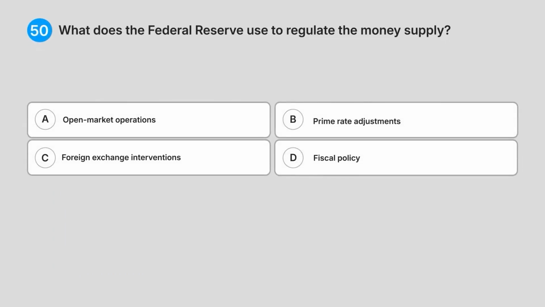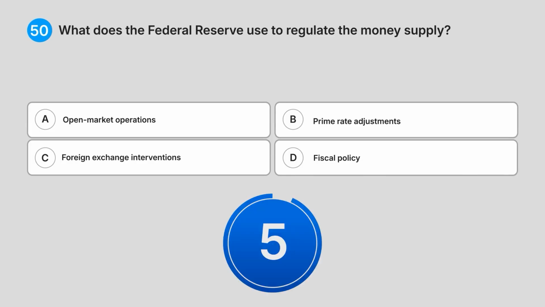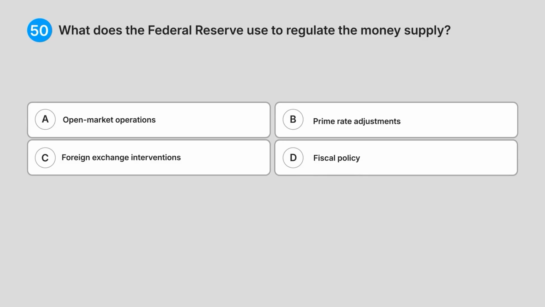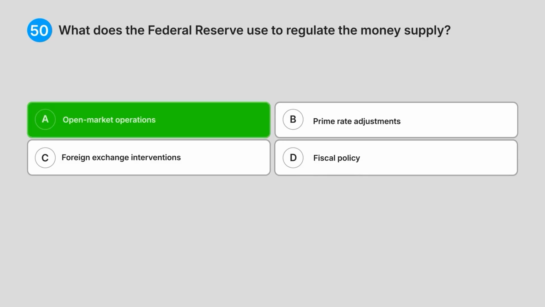50. What does the Federal Reserve use to regulate the money supply? A. Open market operations. B. Prime rate adjustments. C. Foreign exchange interventions. D. Fiscal policy. Can you guess the answer? Correct answer, A. Open market operations.